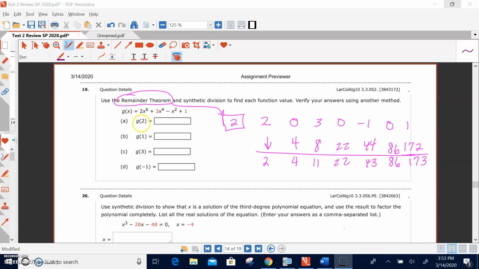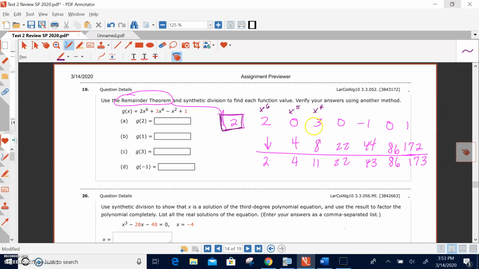So if I want to find g of 2, in the box, I put in a 2. I don't change the sign. Then I mark my coefficients. Now we have some skipped terms here. The first one is x to the 6th. X to the 5th is missing. I have an x to the 4th.